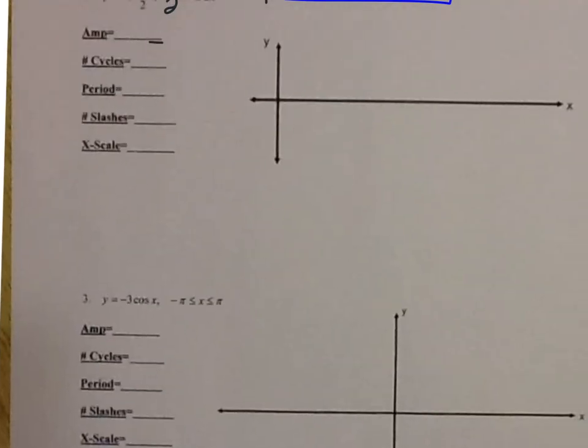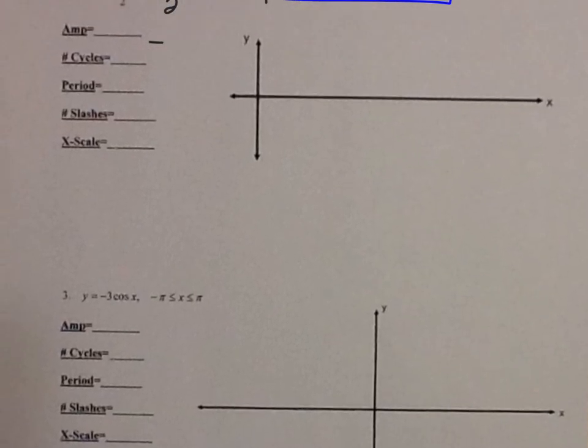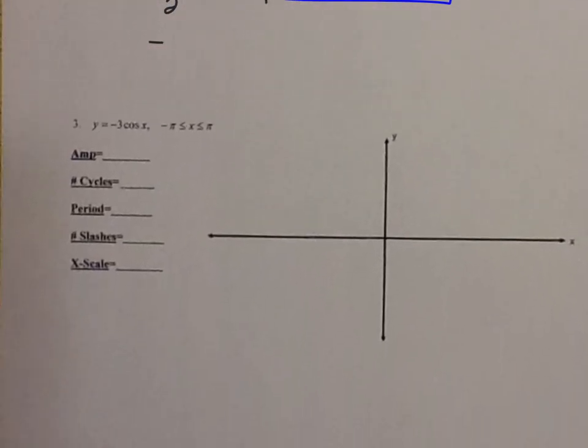Okay, so we're graphing y is equal to negative 3 cosine x, and we're graphing from, now notice the interval, negative pi to pi. All right, so my amplitude is the absolute value of negative 3, which is 3. So that means we're going up to 3 and down to 3. The number of cycles is the absolute value of 1, which is 1, which means I have one cycle, one complete curve in 2 pi.